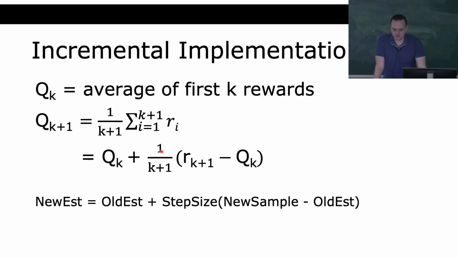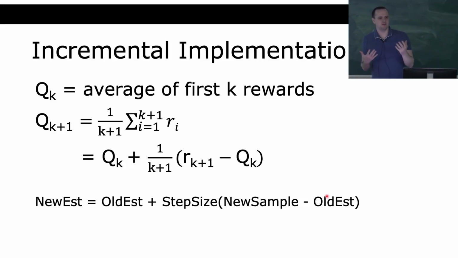So 1 over k plus 1, that's the step size if we're doing the average. R_{k+1}, that's just the new sample or the new reward, minus Q_k, which was our old estimate. So what we do is we have our current estimate, our old estimate, we get a new reward, and then we take that new reward and we go somewhere between our old estimate and the new reward.